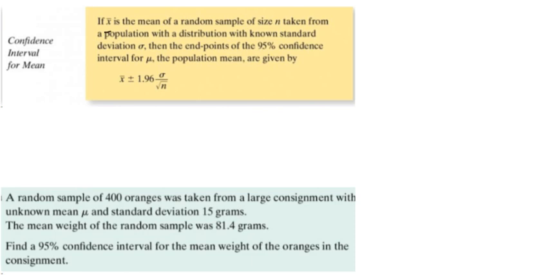So if x bar is the mean of a random sample, so if you do a random sample and find out the mean of it, and it's taken from a population distribution with a known standard deviation, then the endpoints of the confidence interval for the mean, or for mu, so mu is the total population mean, are given by this: x bar plus or minus 1.96, that's for the 95%, and then standard deviation over root n.